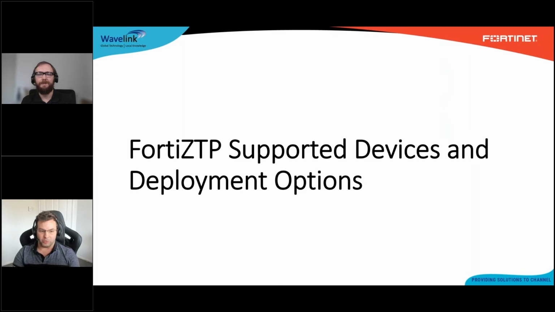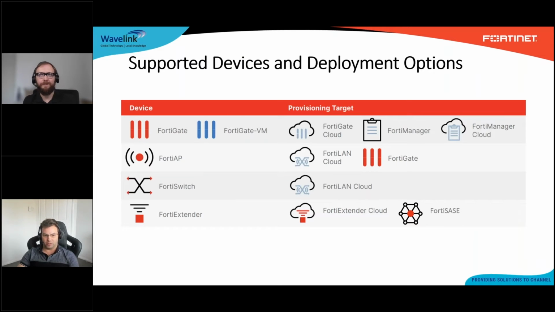So what devices are supported and their deployment options? Here is a chart of the devices and where they can go. FortiGate and FortiGate VM can be provisioned to date to FortiGate Cloud, FortiManager, and FortiManager Cloud. The FortiAP can go to FortiLAN Cloud or a FortiGate because obviously it can be managed by either of those two platforms. FortiSwitch can currently be provisioned to FortiLAN Cloud, and FortiExtender can go to FortiExtender Cloud and FortiSASE. In FortiSASE, we use it as a thin edge. So, there's all sorts of different provisioning modes that we can use.